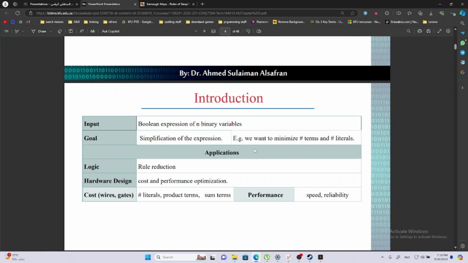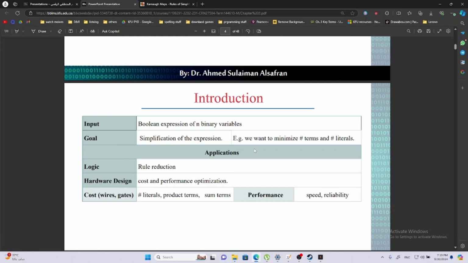Today I'm going to explain how Kmaps work and how they can be used to minimize the terms and literals in Boolean expressions. First, I would like to explain why we need to minimize the terms, or why we need to simplify the Boolean expression. Why can't we leave it alone as it is, as sum of products or products of sum? Well, there's a couple of good reasons that we need to do so.